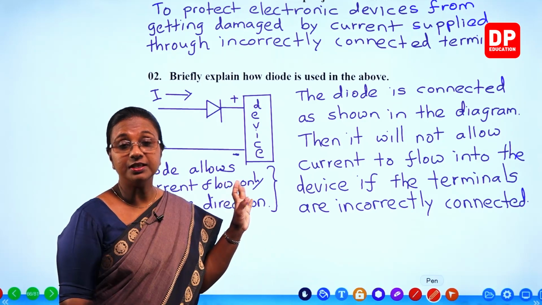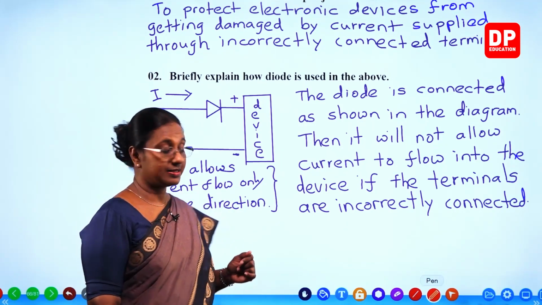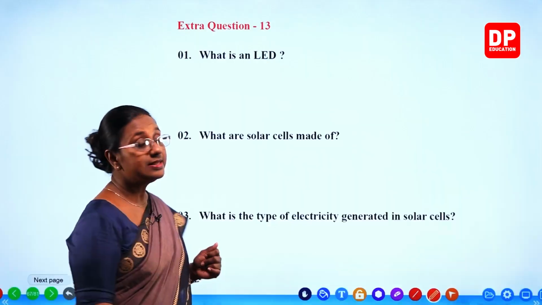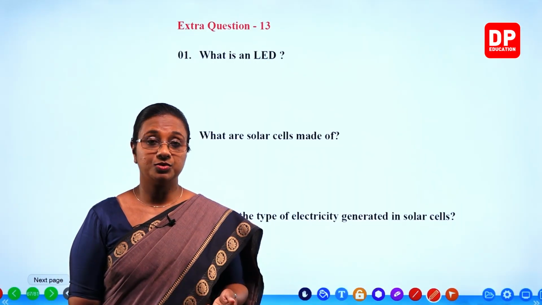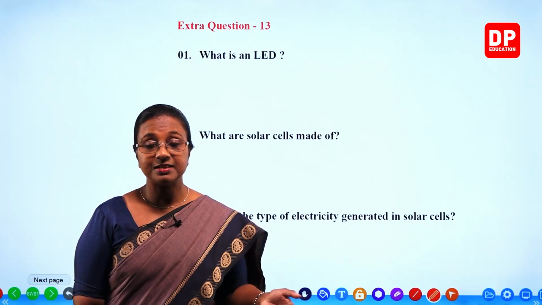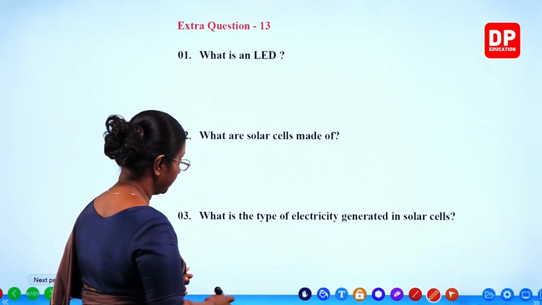Another function of a diode. So with that, I will move on to the next slide. So here we have extra question 30. First one, what is an LED? LED means light emitting diodes. So diodes that can emit light when functioning are known as light emitting diodes.